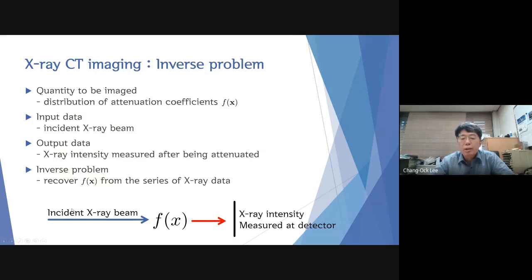So we have an incident X-ray beam, and that X-ray beam goes through the object and is absorbed depending on the attenuation coefficient f of x. And now the detector measures the remaining X-ray intensity. So the output is the X-ray intensity measured after being attenuated. From this information, you recover f of x. So this is really an inverse problem.